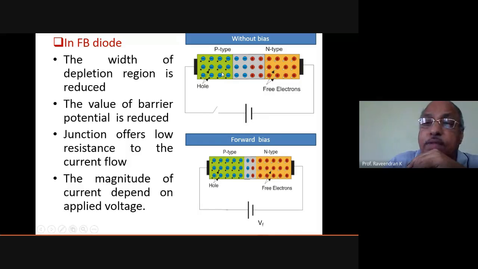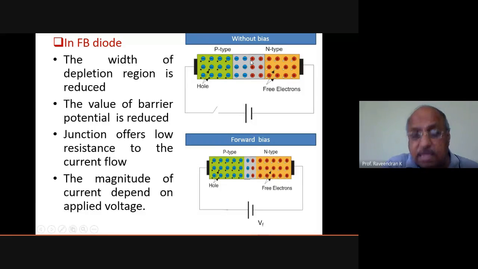If the applied voltage is just above the barrier potential, this diode will start conducting current from positive to negative through this direction. The width of the depletion region is getting reduced, the value of the barrier potential is getting reduced, and the junction offers low resistance for the current flow. When the applied voltage just exceeds the depletion region voltage, that is the barrier potential, then it starts conducting and the junction offers very little resistance for the flow of current.